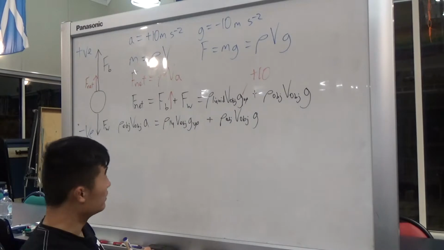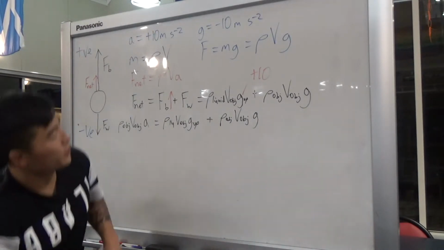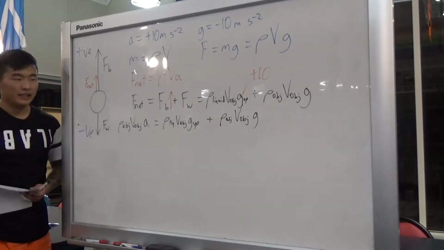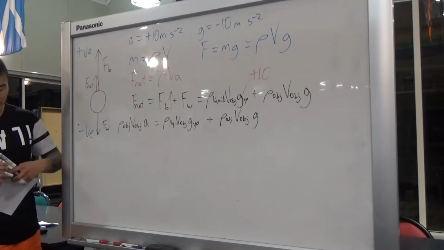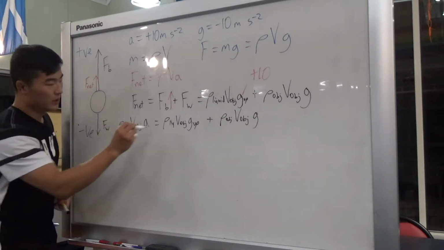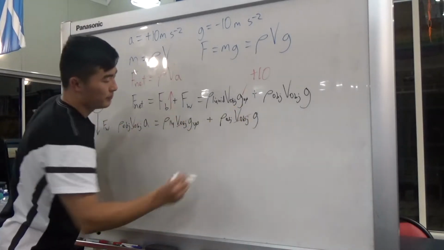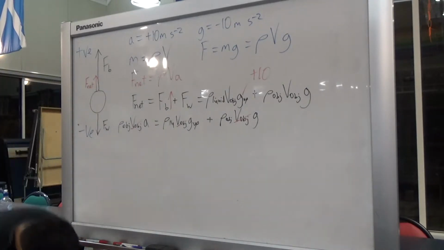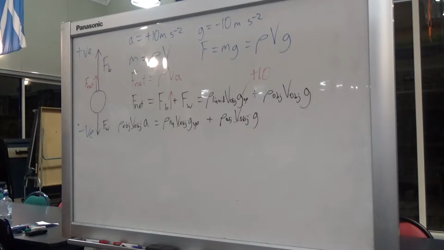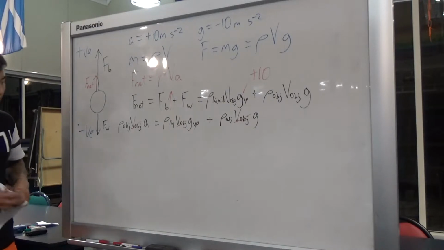So here we've got the volume of the object, which is in every term. So we can now cancel out volume of the object because it's a common factor in all of our terms. So we don't need that anymore. So you're going to rub that out.